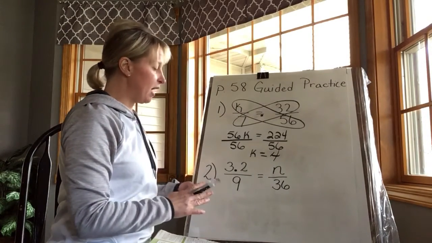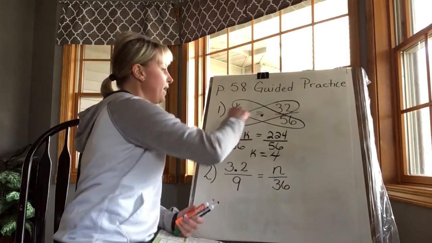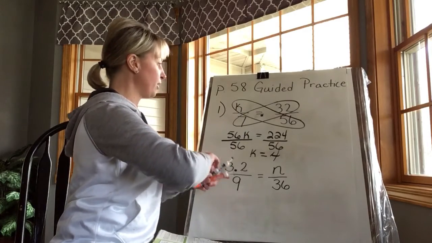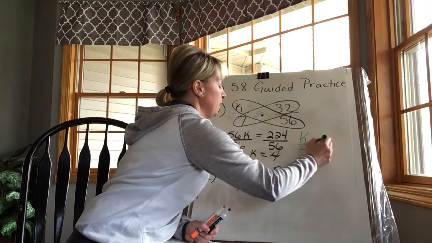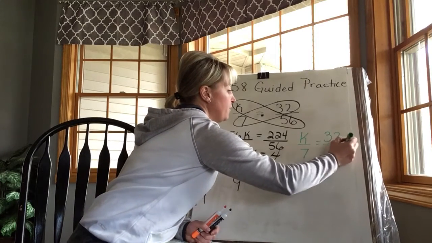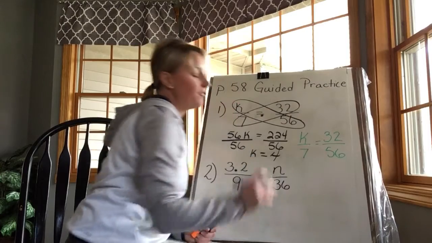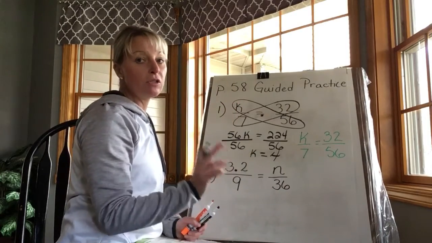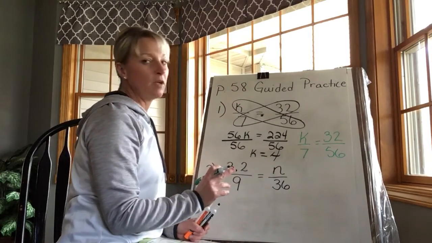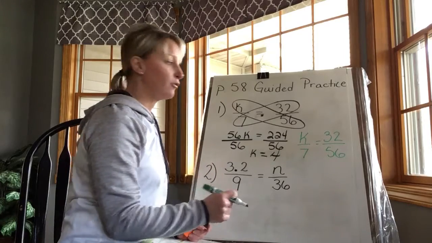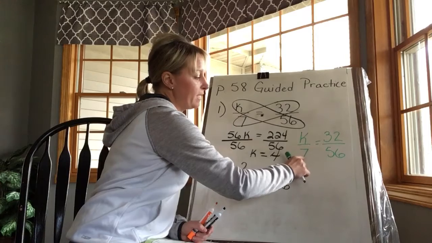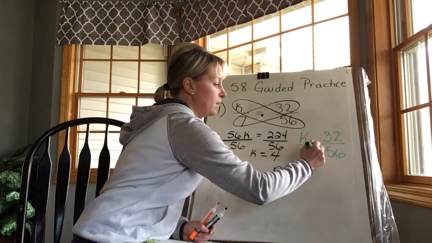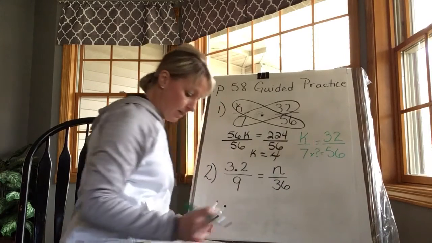I'm going to stop for a minute. I'm going to show you another way that we can do this. I'm going to set it up over here. If I had k over 7 equals 32 over 56. Sometimes with these problems you can do it without cross multiplying, by just finding an equivalent fraction. So in this problem, can I take 7 times something to equal 56?